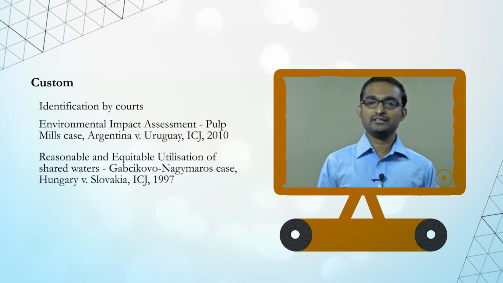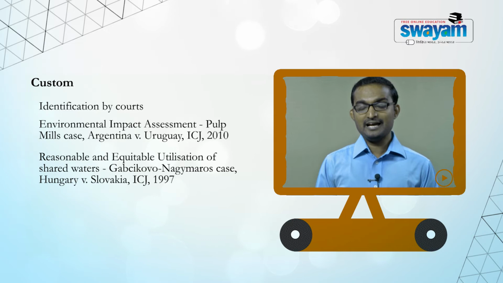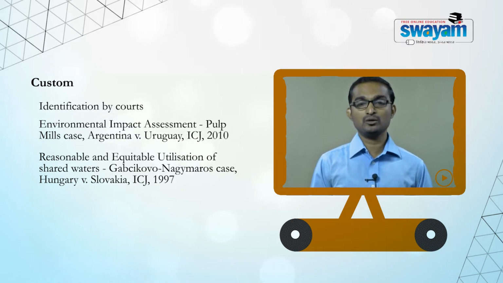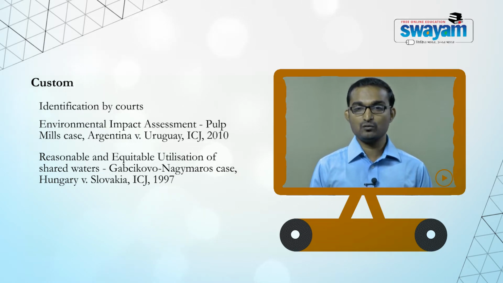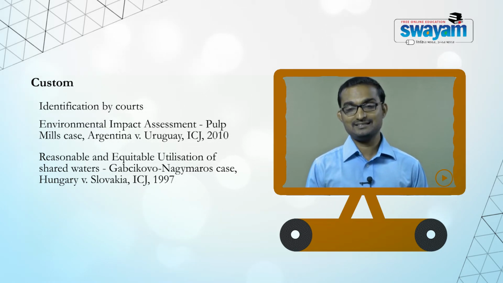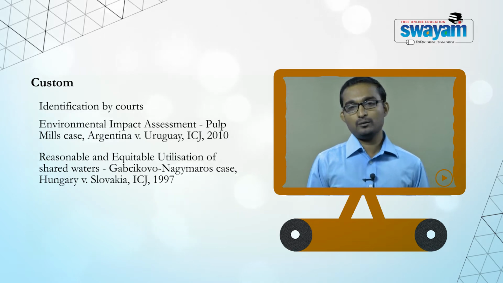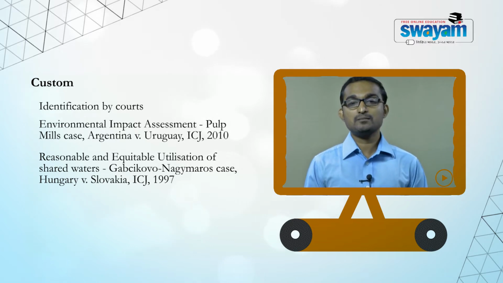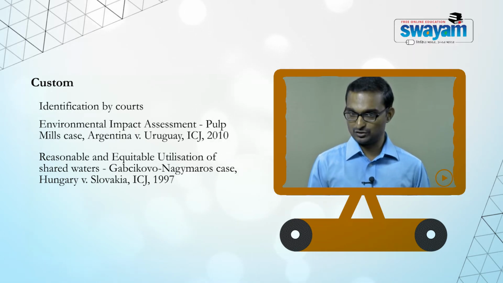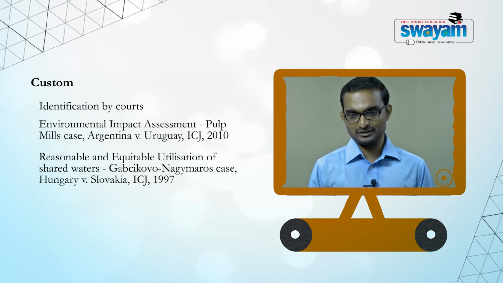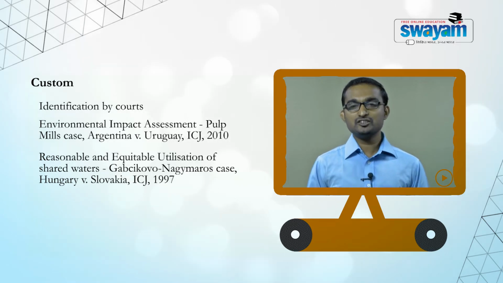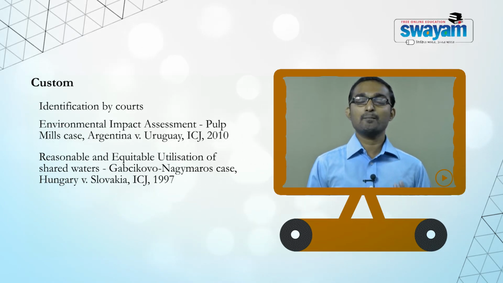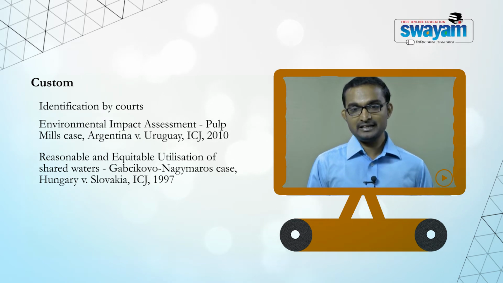Similarly, the reasonable and equitable utilization of shared waters was also recognized as a customary rule, or at least an emerging customary rule, by the International Court of Justice in the Gabčíkovo-Nagymaros case in 1997. So that means it is irrelevant whether these principles, whether environmental impact assessment or the principle of reasonable and equitable utilization of natural resources, particularly shared water resources, require any particular agreement to establish that these are binding international law rules.